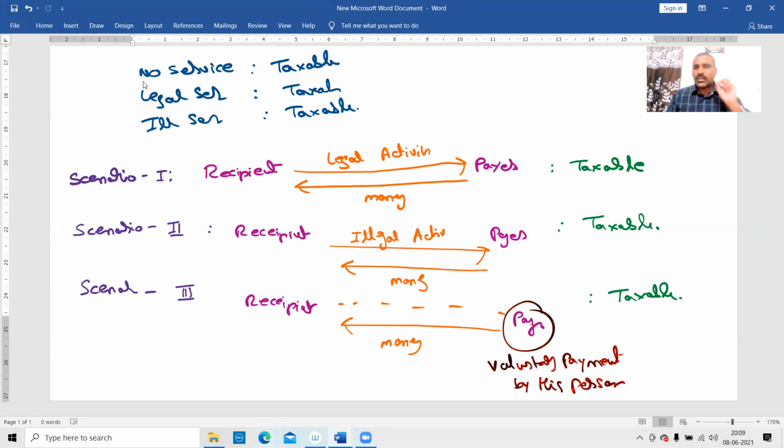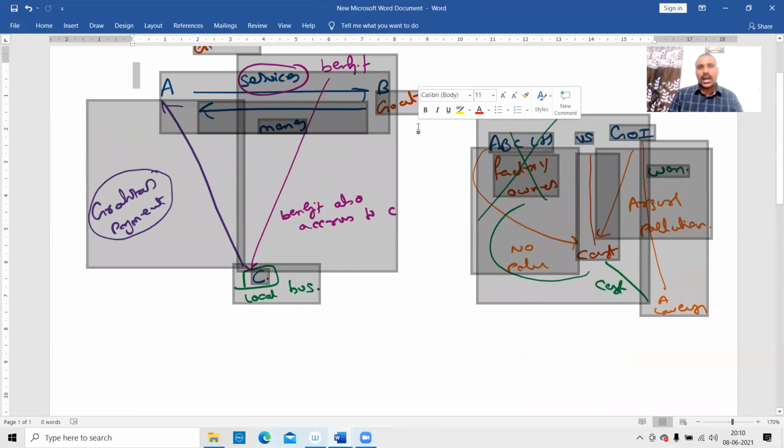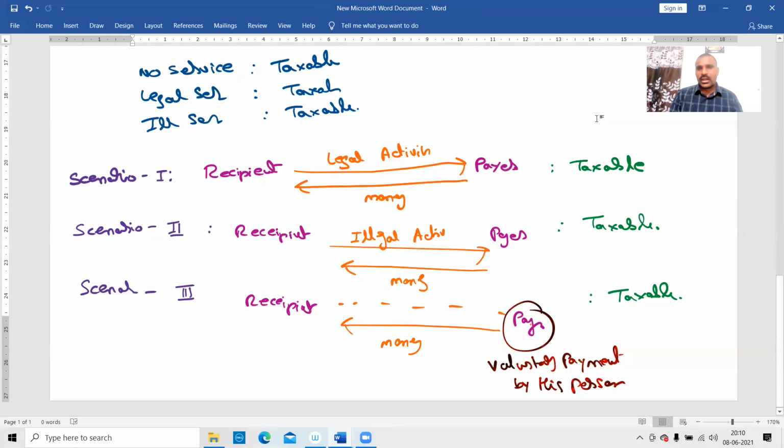Yes. I have done some legal work. I have received some amount. Whether I need to pay the tax? Yes. I have done some illegal work. Whether I need to pay the tax? Yes. No service also tax payable. Illegal service is also tax payable, and legal service is also tax payable. Okay, that is the important point we need to catch here.